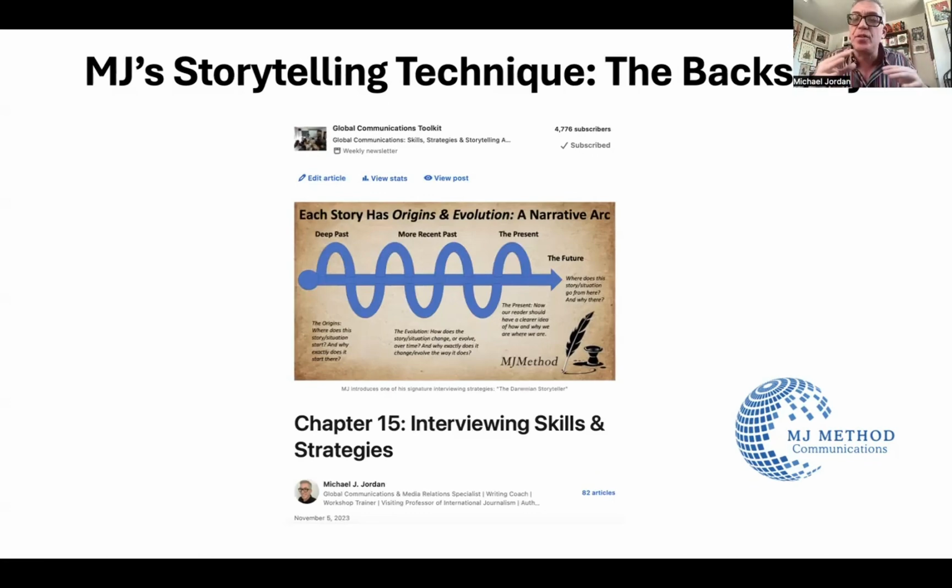No story, no situation happens in a vacuum. There's always some origin as to where exactly that story, that situation, that issue begins and why. So as I describe it here, there's the deep past. As you see, it's not a straight line, because no story is that linear. The origins, where exactly does this story begin or this situation begin, and why exactly does it begin there?